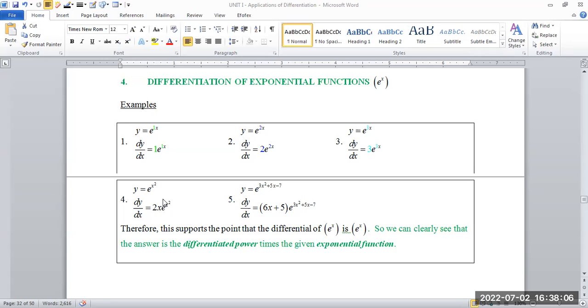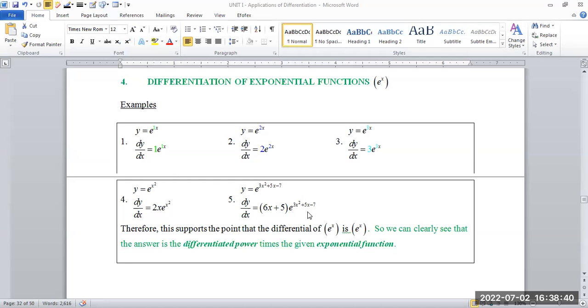Write this up. Watch this now. E to the whole heap of ugly something. When I differentiate it, I'm going to get back e to the whole heap of ugly something. Then I now need to differentiate the ugly something. Differential of 3x squared is going to give me 6x. Differential of 5x is going to give me 5. And the differential of a constant is equal to 0. That is it.